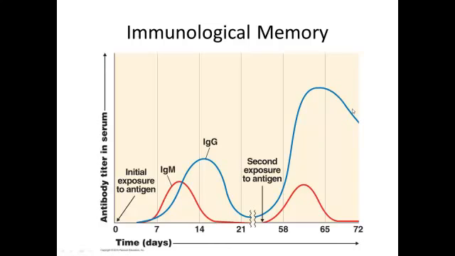IgG is less expensive to make. We can make more of it. We can make it quicker. And that's how I, as a clinician, can tell if this is your first exposure to a pathogen or not. Later on, when we talk about vaccines, this is how we tell if a vaccine has worked.